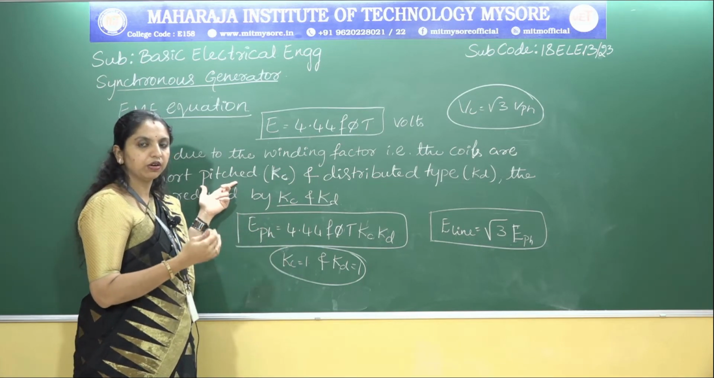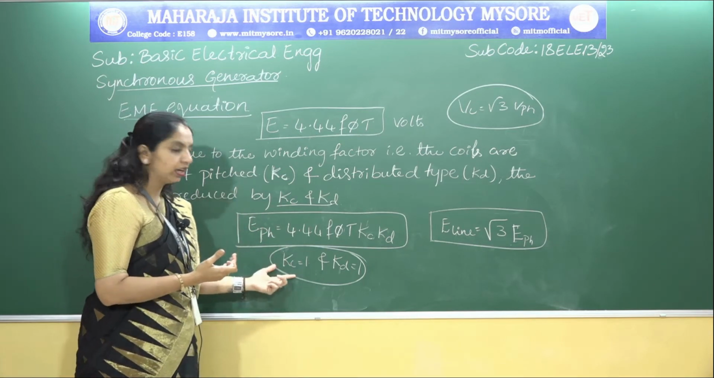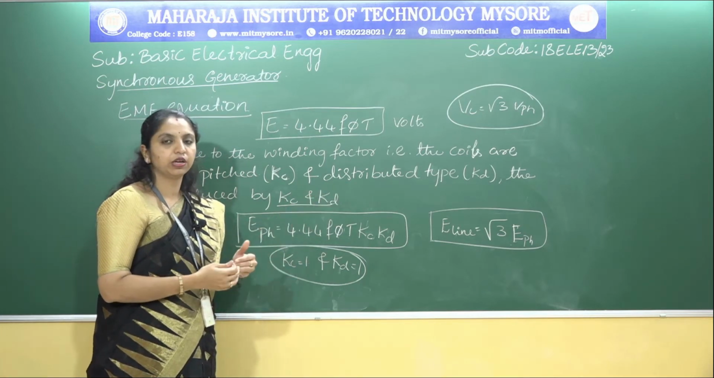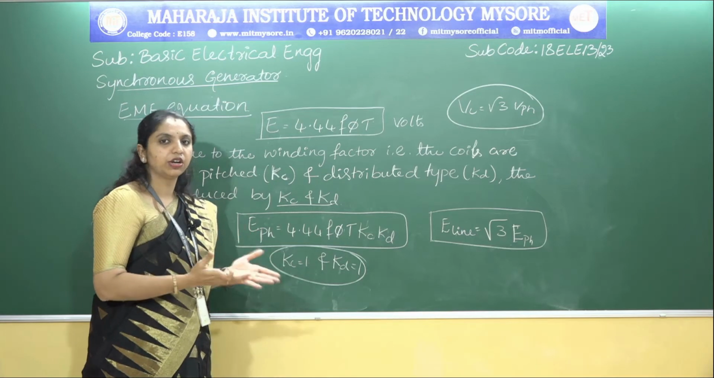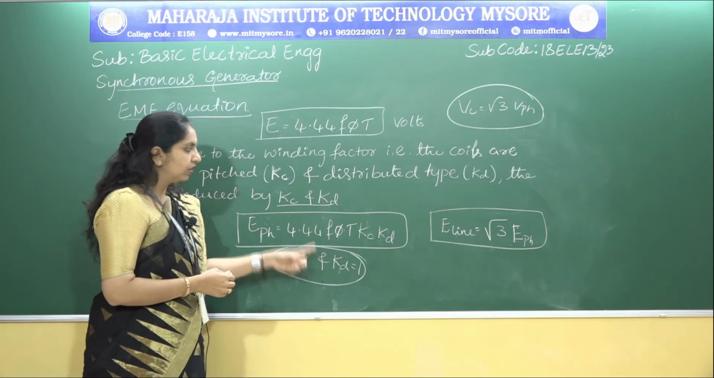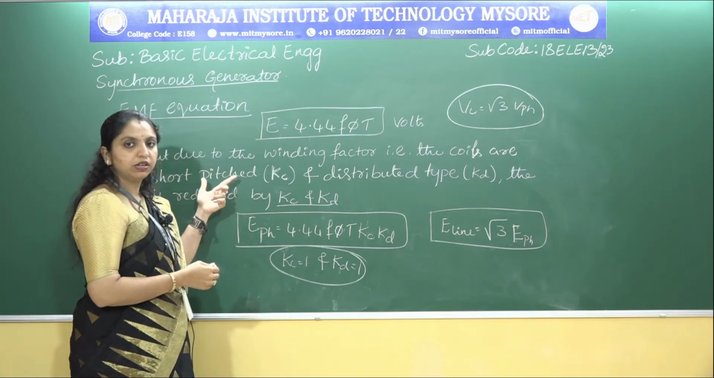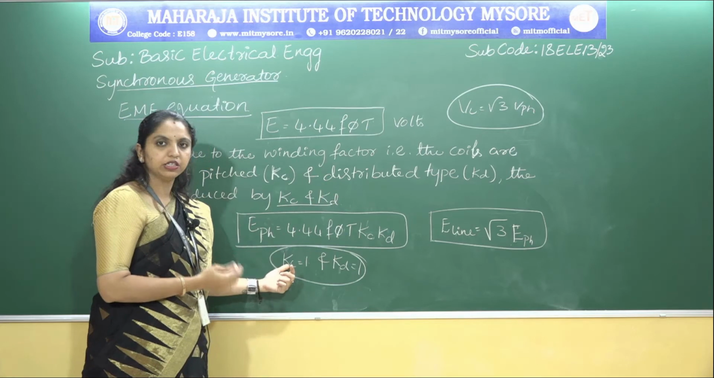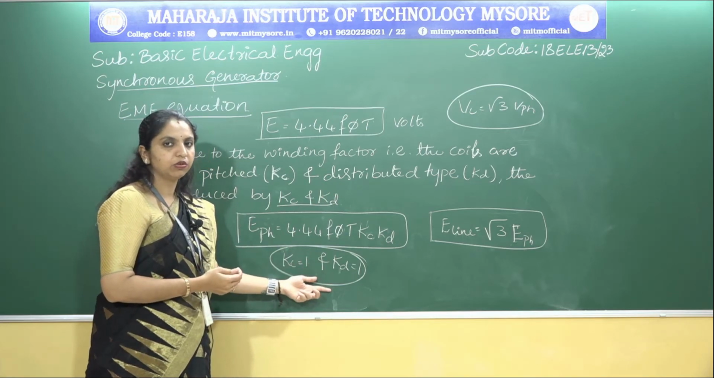If we have full pitched, then we can consider Kc is equal to 1. And similarly, instead of having distributed type, if we consider concentrated type, then we can have Kd is equal to 1. Only when the coils are full pitched and of the concentrated type, can we have Kc equal to 1 and Kd equal to 1.